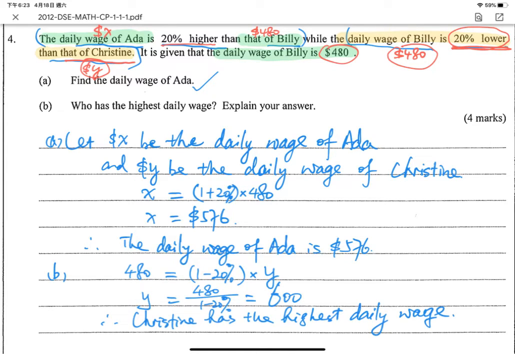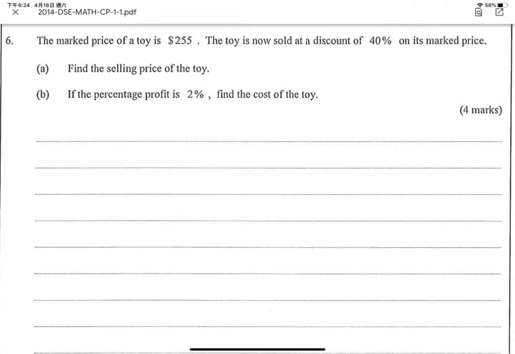Okay, so that's it. Now let's see another example. Let's read the question together. The mark price of a toy is $255, and the toy is now sold at a discount of 40% on its mark price. Find the selling price.